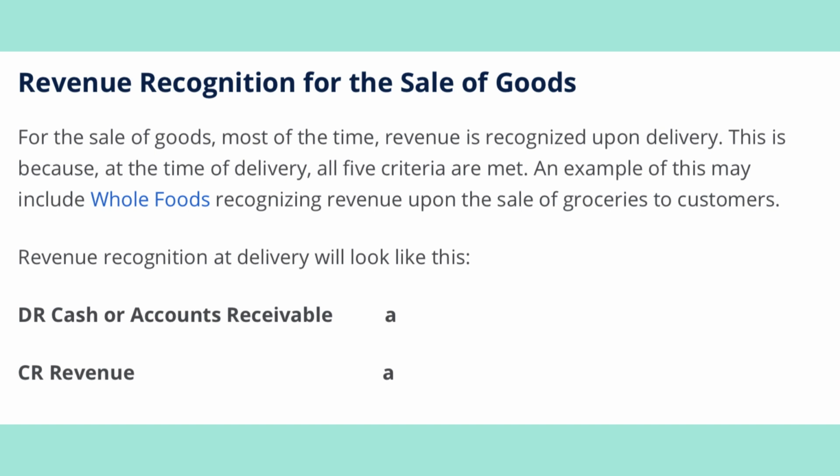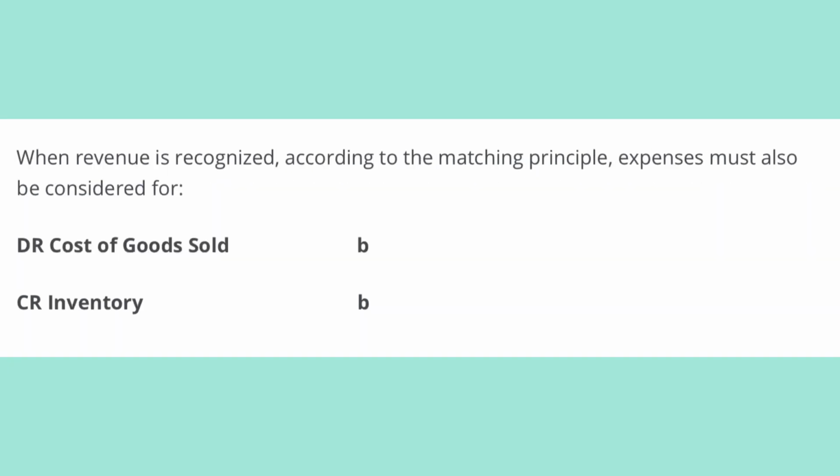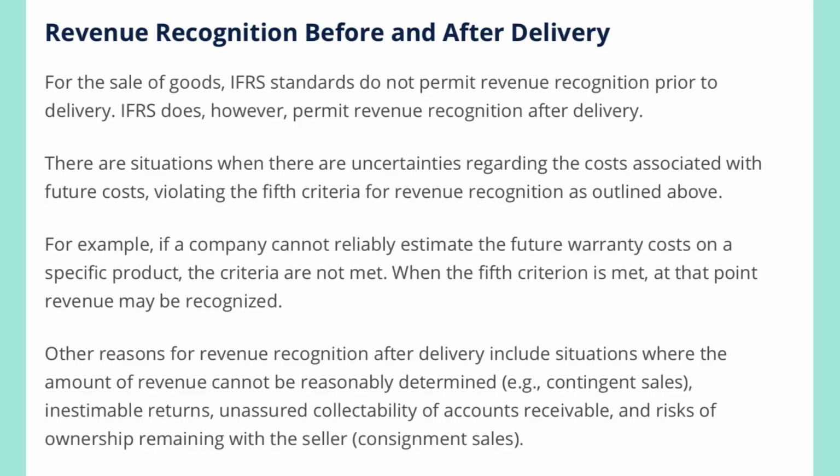DR cash or accounts receivable A. CR revenue A. When revenue is recognized, according to the matching principle, expenses must also be considered for. DR cost of goods sold B. CR inventory B.